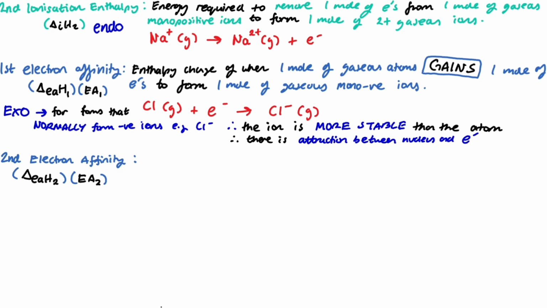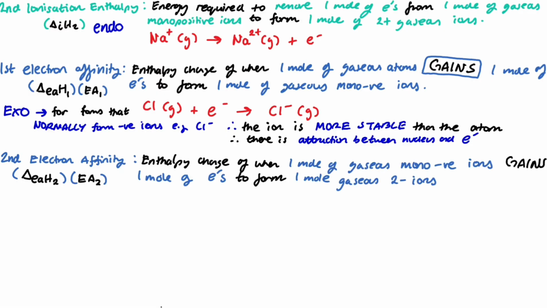Then you have the second electron affinity. Same thing, but just different words. So the second electron affinity is the enthalpy change when 1 mole of gaseous mononegative ions gains 1 mole of electrons to form 1 mole of gaseous 2 minus ions.